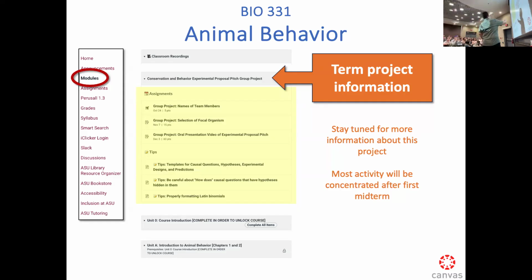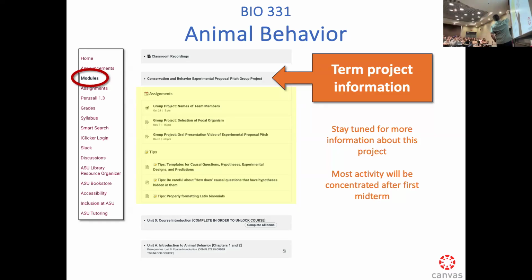This is motivated by a chapter at the end of the Breed book, which is all about the overlap between animal behavior and conservation, that we don't get a chance to talk about directly, but we talk about a lot of the foundational things that it works with. And so this is an opportunity to explore that chapter as part of this group project.